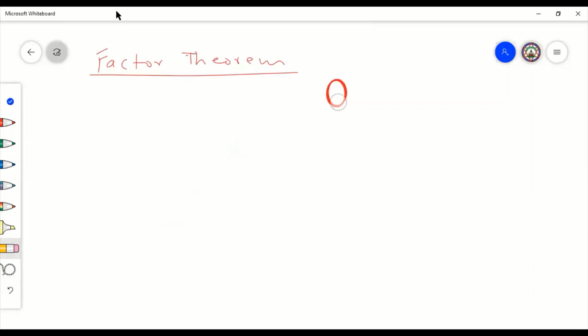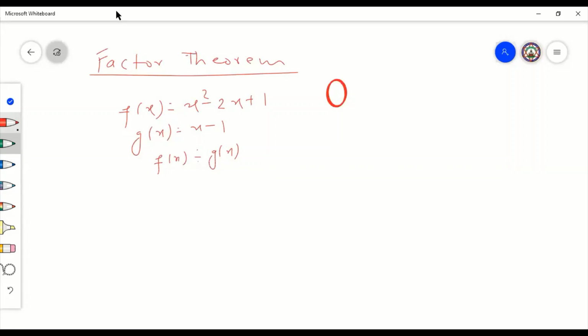Check it now. Suppose you have one polynomial, f(x) = x squared minus 2x plus 1, and it is divided by the next polynomial, x minus 1. Suppose f(x) is divided by this.